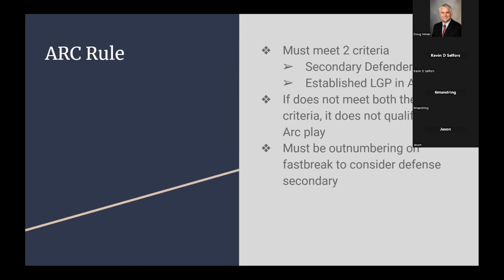I think sometimes we overthink it a little too much because we're trying to pick up feet and we're doing all this. But just remember, those are the two things: secondary, and they established while in the arc. If they established outside the arc, then they can backpedal into it and still get a player control foul on the offense. And then the last thing here is it must be outnumbering on a fast break. So if we're in a one-on-one situation, clearly one-on-one, that defender is a primary defender and there's no arc play involved. It's just a straight up block charge when that play gets to the hoop.